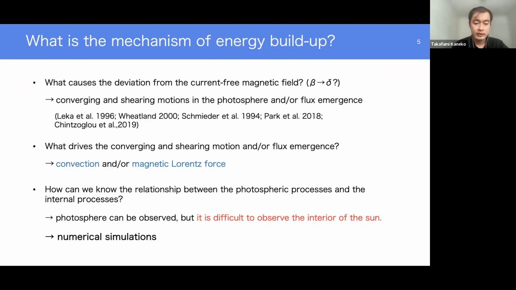And how can we know the relationship between the photospheric processes, like converging motion, shearing motion or flux emergence, and the internal processes, like flux transport by convection or magnetic evolution inside the sun? Basically, the photosphere can be observed in detail, but it is difficult to observe the interior of the sun. So numerical simulations have been performed for a long time.